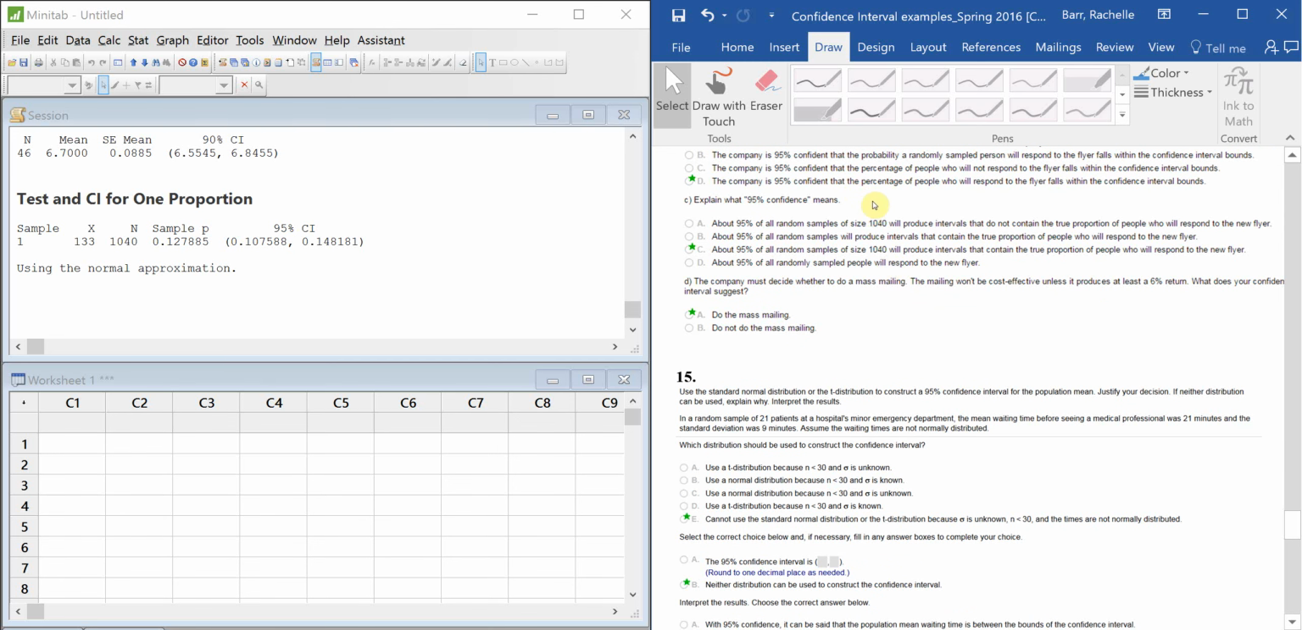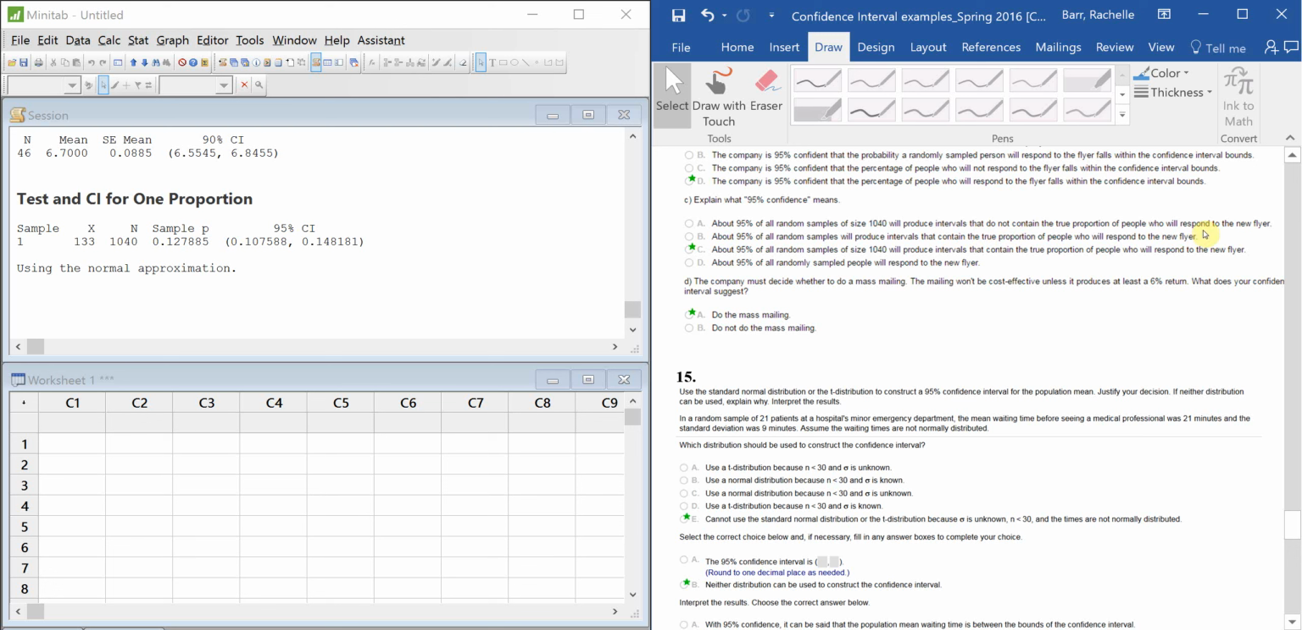Explain what 95% level confidence means. About 95% of all random samples of size 1040 will produce the interval that do not contain the true proportion of people who respond to the new flyer. Okay, so the big problem in here is the "do not." It's not that it doesn't contain, it's that it actually contains that. This is the percentage, your likelihood that you are going to capture it. So it's B, 95% of all random samples produce intervals that will contain the true proportion.